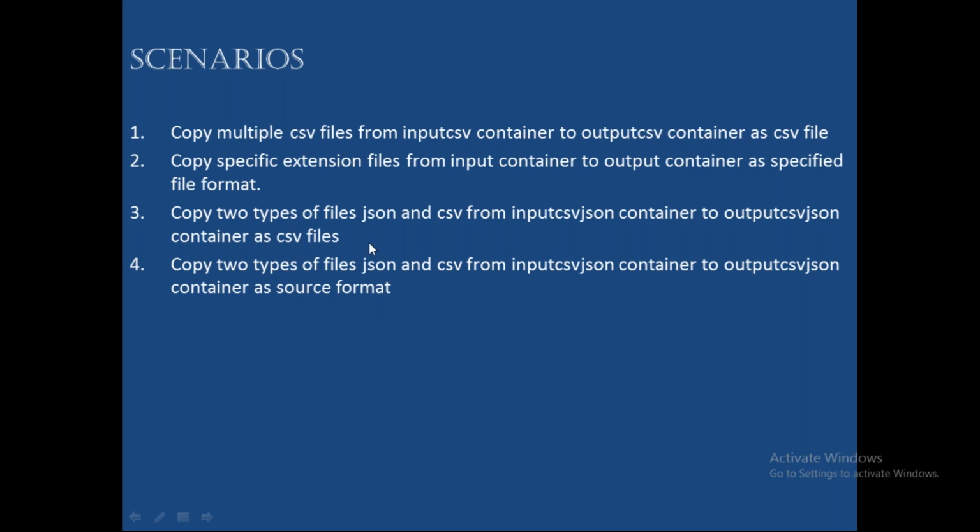What is your source format? You have one file with the JSON format, another file with the CSV format. When you load these two files into the output CSV JSON container, I should be able to see the same format which it has in the source container.